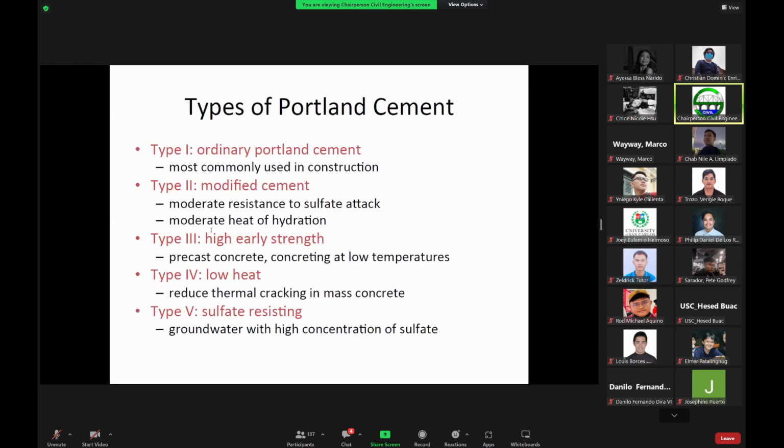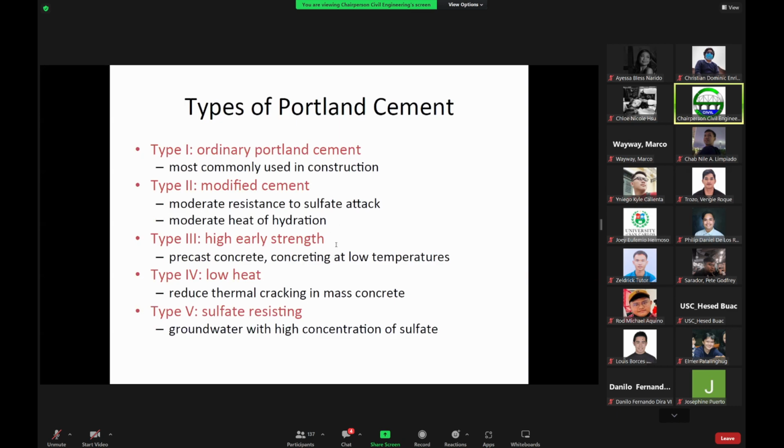There are 5 types of Portland cement according to the ASTM types. So this is type 1, 2, 3, 4, 5. Type 1 is your ordinary Portland cement. This is what's most commonly used in construction. Type 2 is your modified cement. This modified cement has a moderate resistance to sulfate attack and also a moderate heat of hydration.